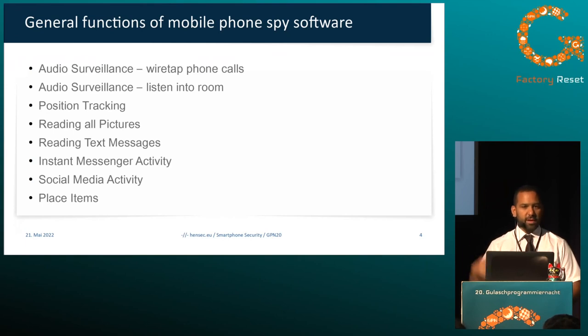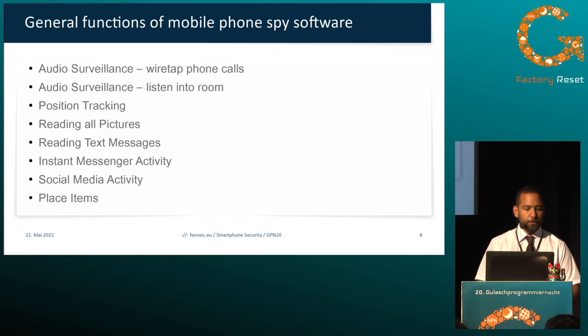It's also possible to activate the microphone into the room if the mobile phone is hacked. So if the phone is on the desk in the home office or in a conference room, you can listen to what is going on in this room. Additionally, standard technology is position tracking. You can have access to all the pictures stored on the smartphone. You can read all the text messages, even from instant messengers. You have access to the social media activity.